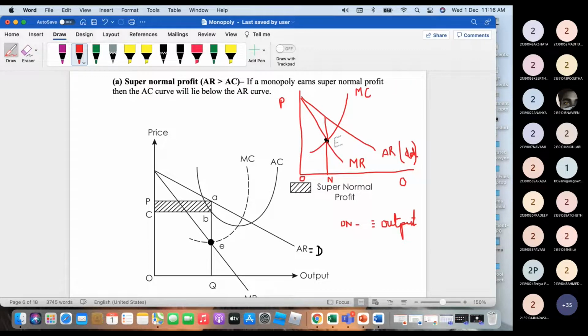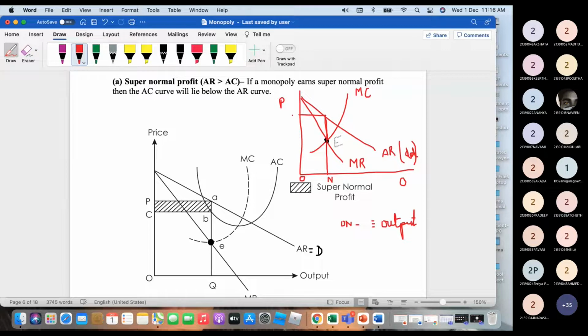Now, in order to find out the price, remember that average revenue is equal to price. This is a demand curve. The demand curve gives the relationship between the price and the demand, and the price we are measuring on the y-axis. So from the equilibrium point, students, take the line towards the average revenue curve. It should touch the average revenue curve, and wherever it is touching, from there you take the line towards the price axis, that is your y-axis.